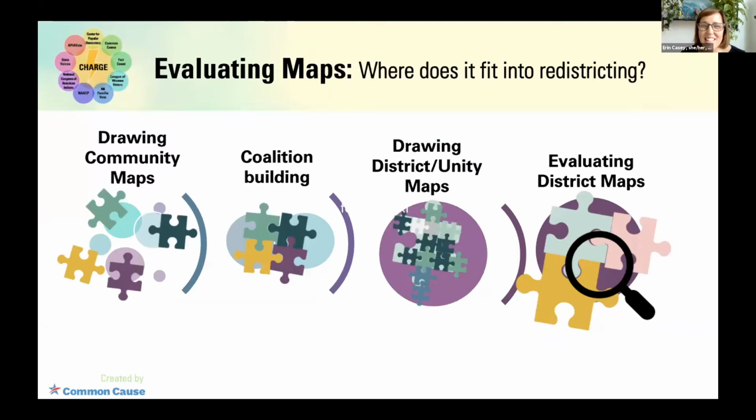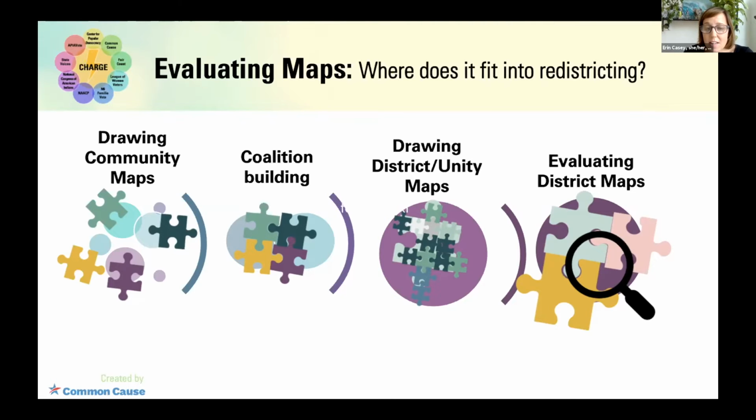So you might be asking yourself, where does evaluating maps fit into your redistricting campaign? And for many of you, you have participated in the Redistricting Community College training, where we focused on drawing community maps, talked about the importance of building coalition, then taking the next step of working with that coalition to draw district and unity maps. This training is really focused on evaluating draft maps that are produced by the governing body. Evaluating maps is an important tool to understand how the district lines were drawn by the governing body and how it matches your goals and expectations for community-driven voting maps.